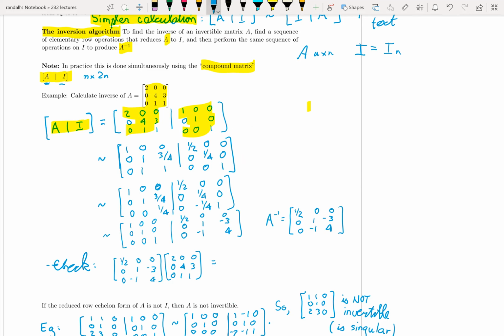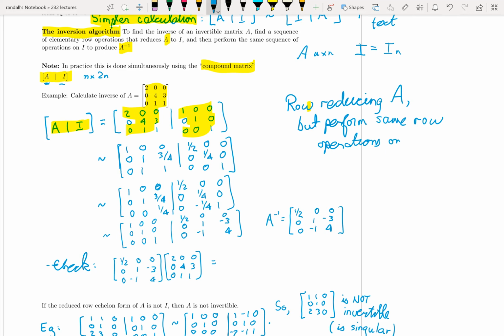Now I row reduce, and I should emphasize here, you're row reducing the A. You're not paying any attention to the I, but you perform the same row operations on the right one. So row reducing A, but perform the same row operations on the right side matrix, which starts out as the identity, but it changes as you go through.